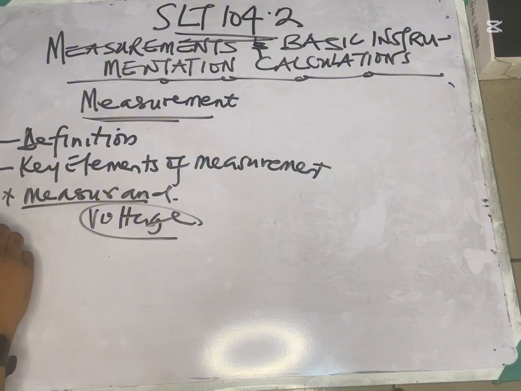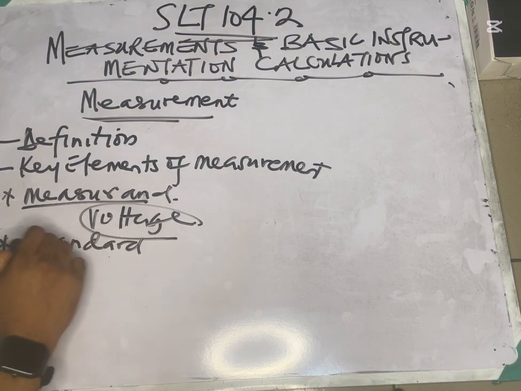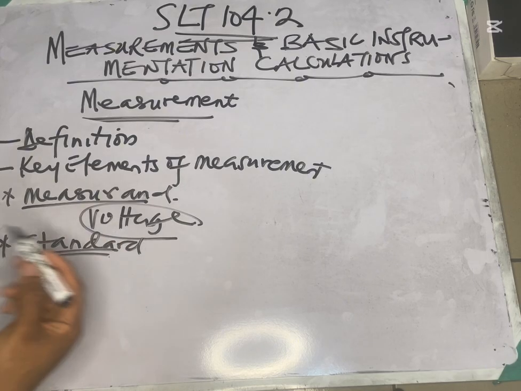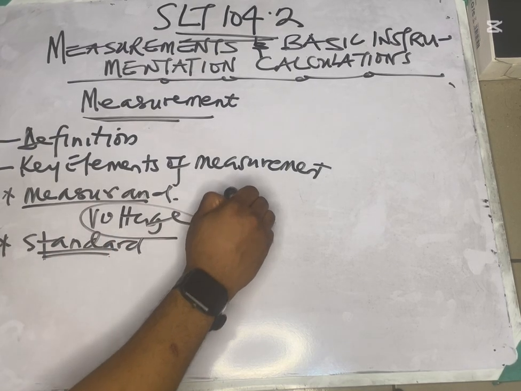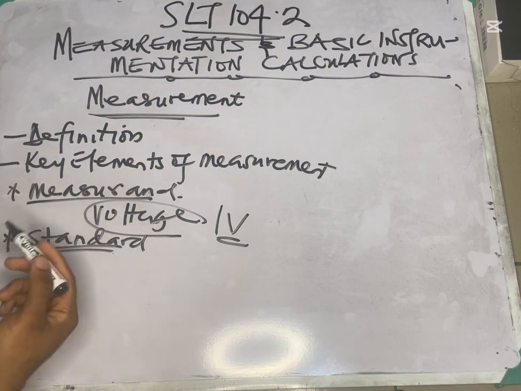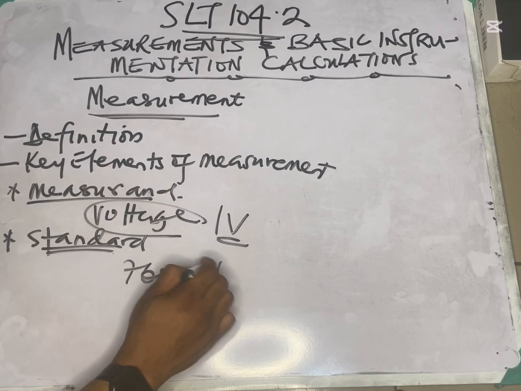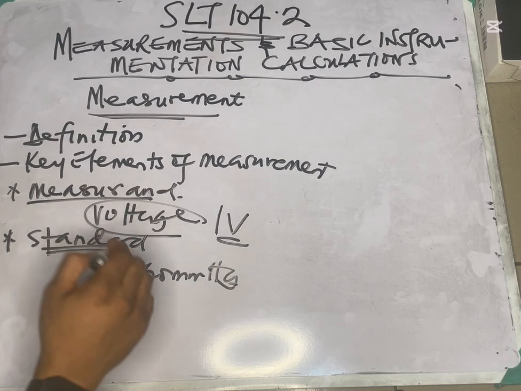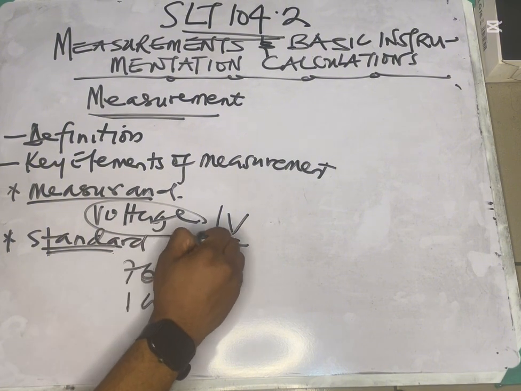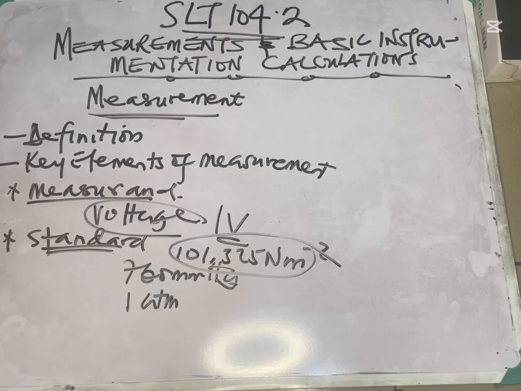Okay, now there's another word called standard. Okay, so standard is the reference with which the measurand is compared. Okay, for instance, if we are looking at voltage, we have 1 volt as more like a standard value. When you want to measure pressure, we have 760 millimeter mercury, mmHg, as a standard value for pressure. We also have 1 atm as a standard value for pressure. We have 101,325 newton per meter square as a standard value for pressure.